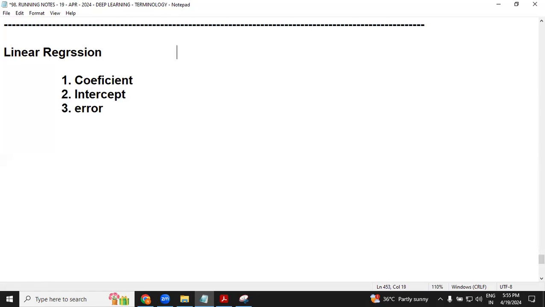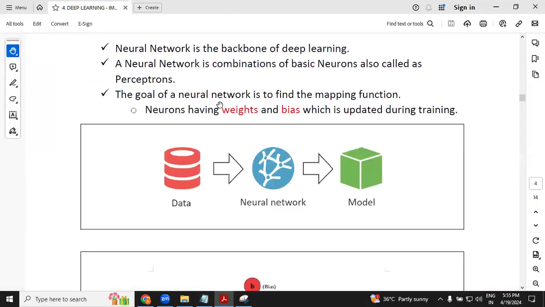Even in deep learning, just imagine the coefficient is something like a weight. The coefficient has another name, which is called weight. Weight here is a topic in deep learning, not body weight. Now here, error means the bias value. Keep in mind that the goal of a neural network is to find the mapping function.